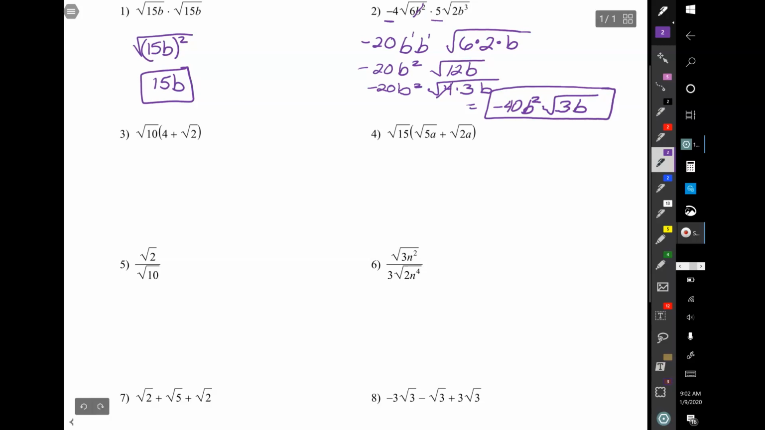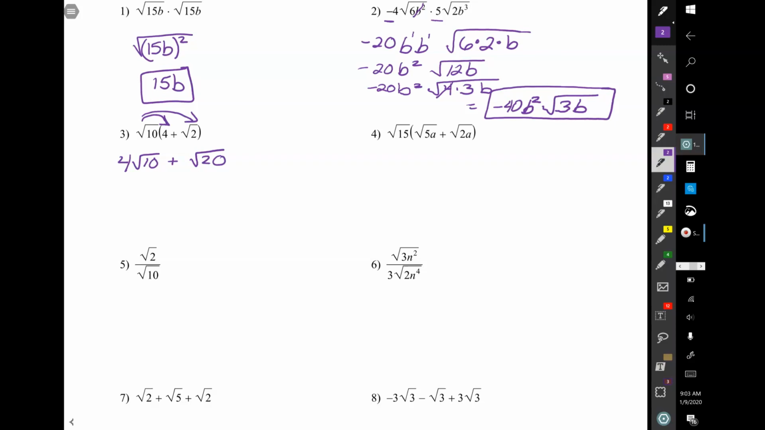So we're going to just follow our regular order of operations. So we would do square root of 10 times 4 and then square root of 10 times 2. So we would end up with 4 times square root of 10 plus square root of 10 times square root of 2. I can just calculate that out as square root of 20.